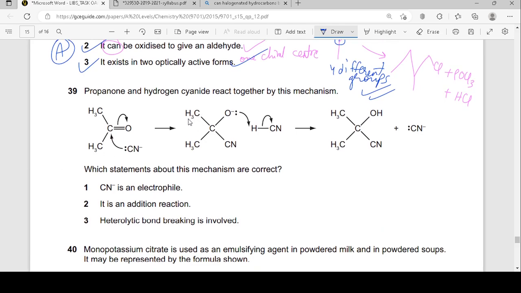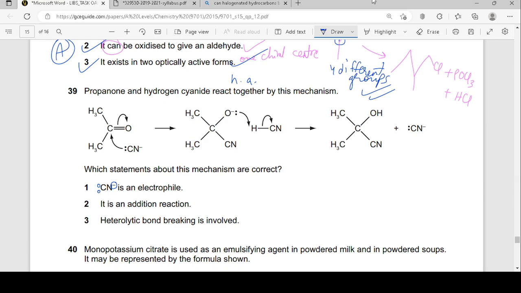Propanone and hydrogen cyanide react together by this mechanism, nucleophilic addition, right? So that's the classic reaction of ketones and aldehydes. Which statements about this mechanism are correct? CN minus is an electrophile. It has a negative charge and it has a lone pair of electrons. Obviously, that's not an electrophile, because an electrophile is electron seeking. It's electron deficient. It loves electrons because it doesn't have electrons. You love something when you don't have it. But a nucleophile has electrons.